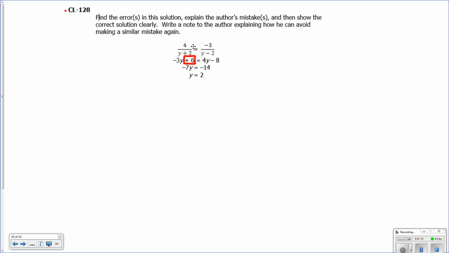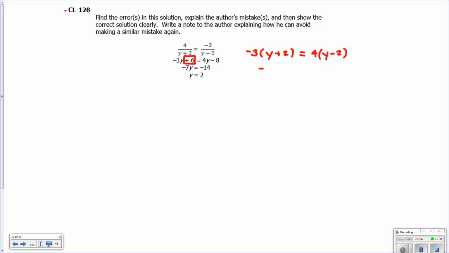So let's take it here and let's do it the other way. Let's do negative 3 times the quantity of y plus 2, and that should equal 4 times the quantity of y minus 2. So let's just go ahead and jot down what we think that they should do. I'll write a nasty little note after we're done.